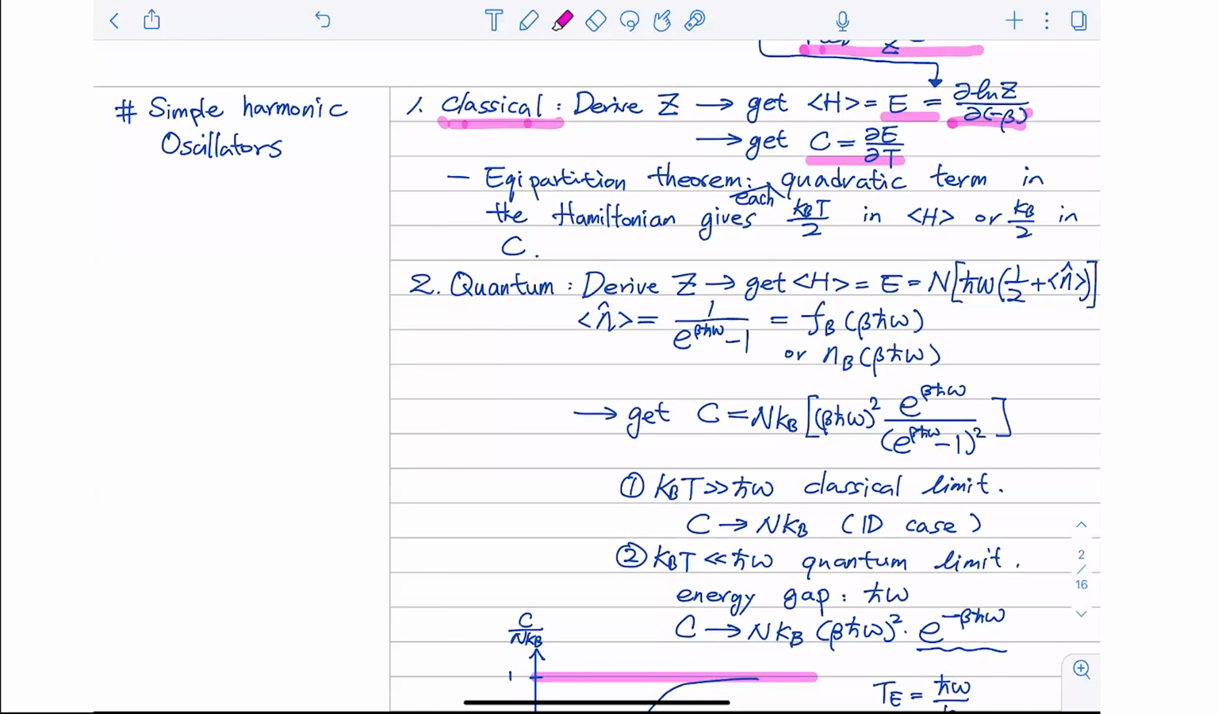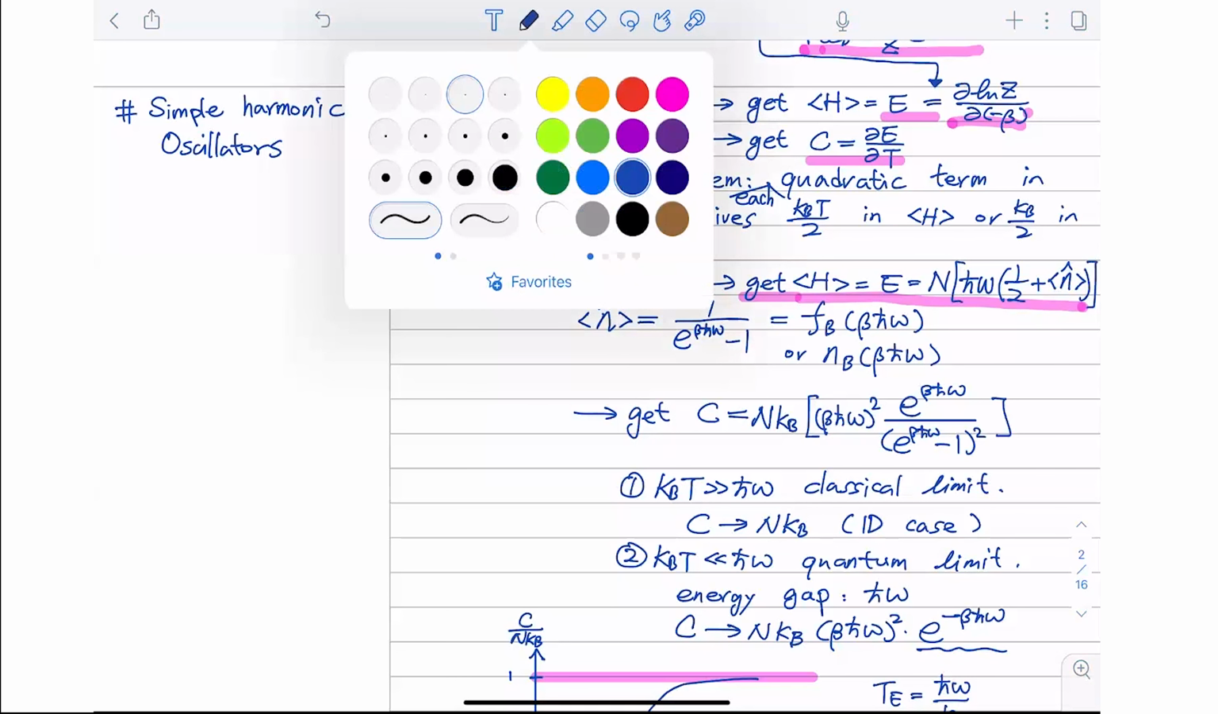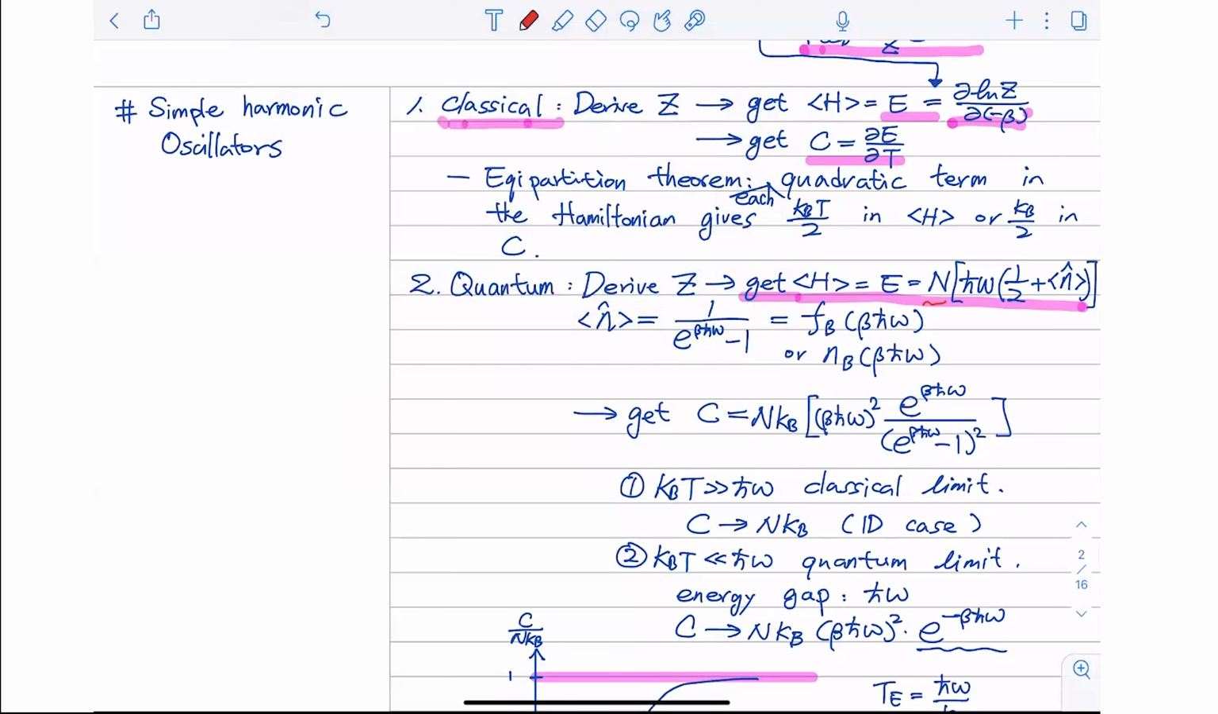What happens if we try to consider a quantum oscillator? Similarly, we can try to derive the partition function, and we are able to get the expectation value of the Hamiltonian of our system, which is the internal energy. And the expression we got is like this. And here the N is supposed to be there because we are studying an N oscillator system. So the energy should be proportional to the number of oscillators.